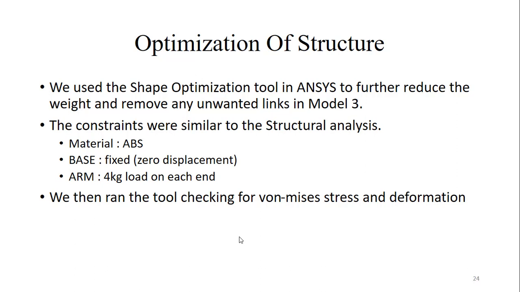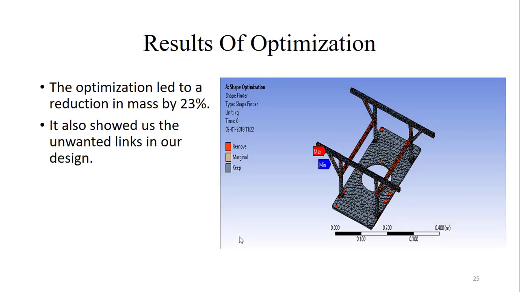Later on we optimized the structure using the shape optimization tool to further reduce the weight and remove any unwanted links. The constraints, as said, were similar to the structural analysis. We have the material as ABS, we have the fixed base, and 4 kilo loads were applied on each end of the arms. Later we ran the tool checking for von Mises stress and deformation. It showed us a reduction in weight and unwanted links in model number 3. These links will be further removed and shown in the final model.